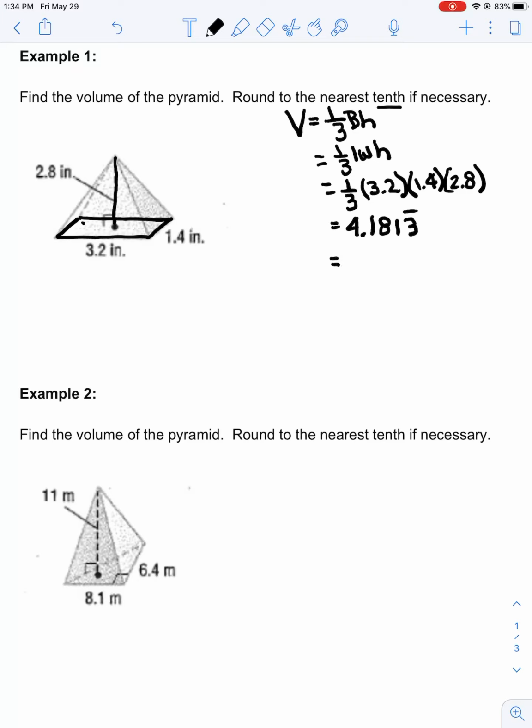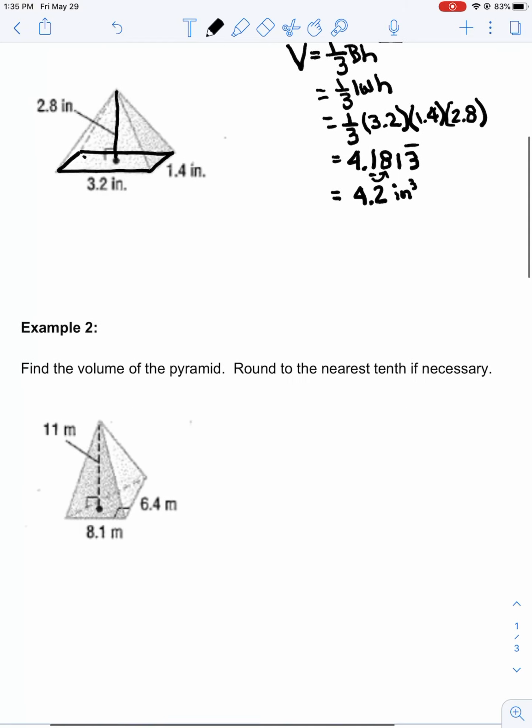But now when we are rounding, the nearest tenth spot is this 1, so I'm going to look to the right, and that 8 is 5 or higher, so that 1 is going to change to a 2. So 4.2, my label is inches. And again, because it is volume, it is to the 3rd power. So that is how we are going to do all of these. Okay? So that is for a rectangular pyramid.